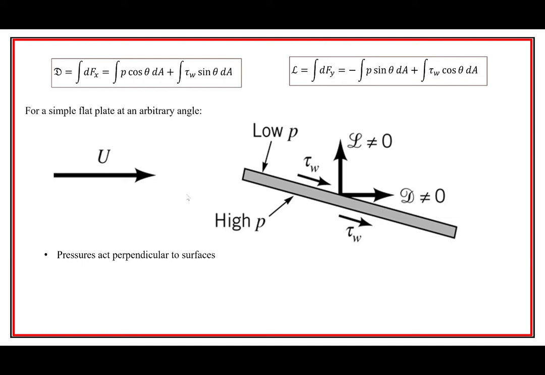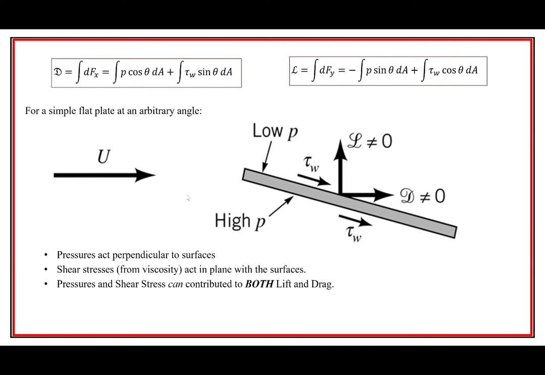Remember that the pressures are perpendicular to the surfaces and the shear stresses are in line with the surfaces, and that pressure and shear stresses can contribute to both lift and drag, and they might be detrimental to one or the other, but they can play a part in both of them. So you might want to consider what the special cases of 0 and 180 are going to be for both the lift and the drag, right?